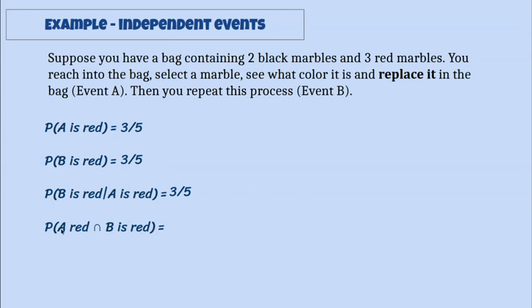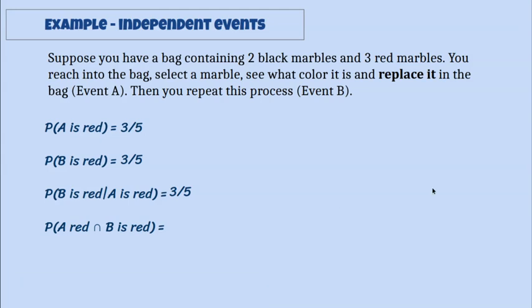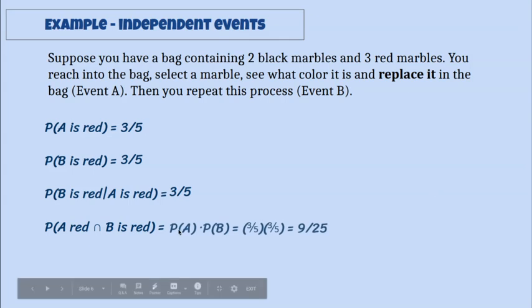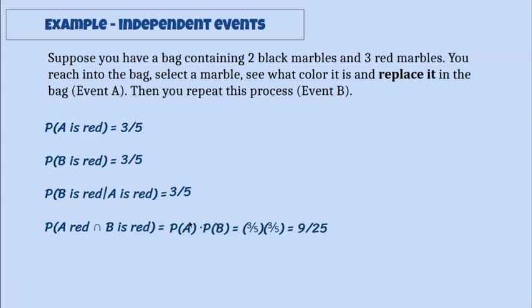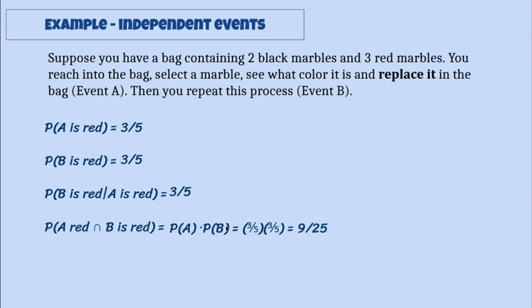So then you say, well, what's the probability of getting a red one and then another red one? So 2 red ones in a row. And in this case, we multiply. It's the fundamental counting principle. What's the first event that we have? Well, for the probability of event A, we pull red. Probability of event B, we pull red. 3/5 times 3/5 is equal to, multiply across, 9 out of 25.